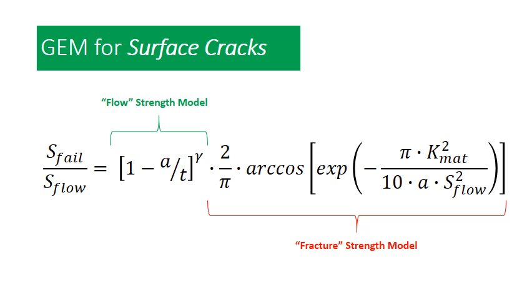Now, if we take a good look at this GEM, this gamma exponent model for surface cracks, we'll see that it basically comes in two parts. The front portion of it is essentially a flow strength model. So that's going to be comparable to something like an ASME B31G model. And then the back half of the model, the arc cos exponential term, that's where we have all the fracture terms. That's the fracture strength model that comes into play.